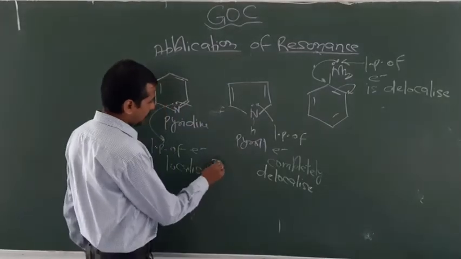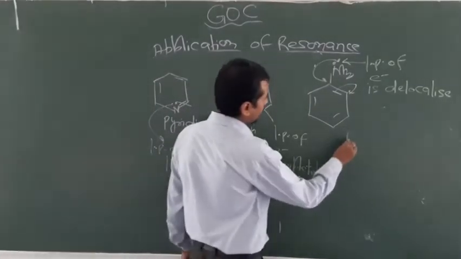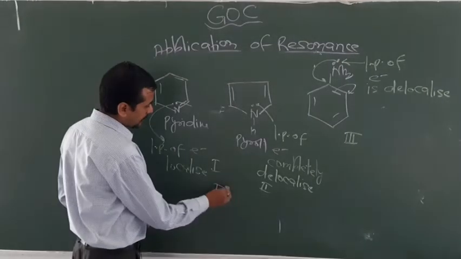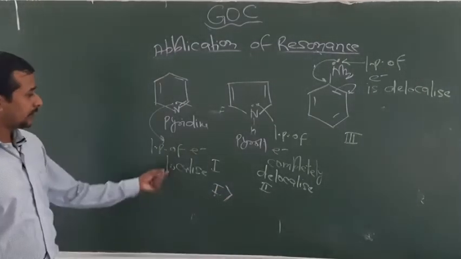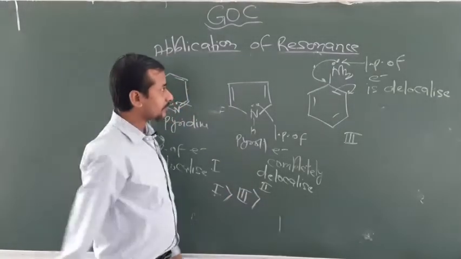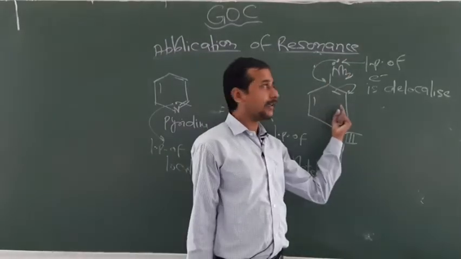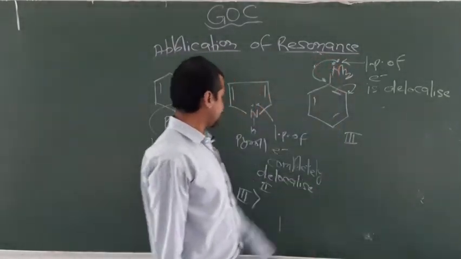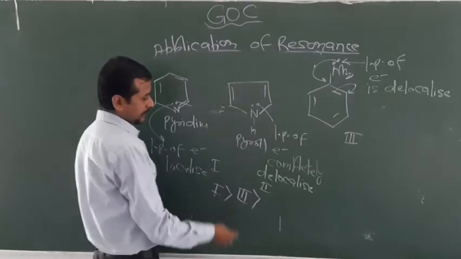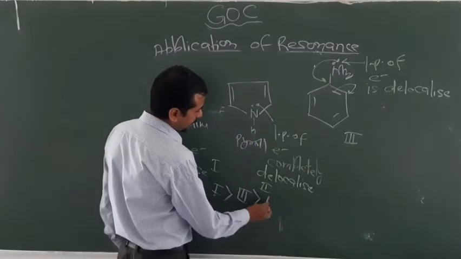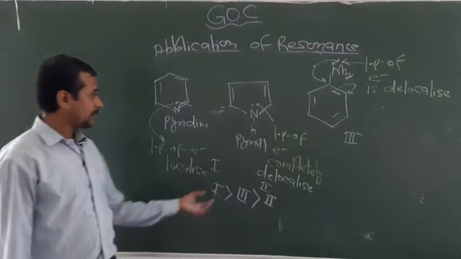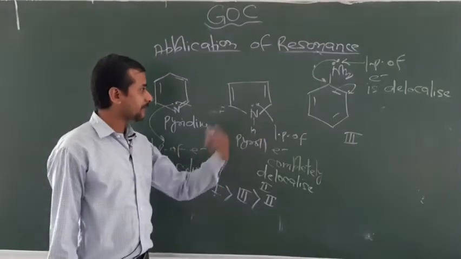So out of 3, that is 1, 2 and 3: first is more basic because the lone pair of the nitrogen atom is localized. Third is more basic than second. Again delocalization, but not complete delocalization in the ring. Here the lone pair is completely delocalized in the ring, so that's why it is not available for donation, and hence pyrrole is less basic than aniline.